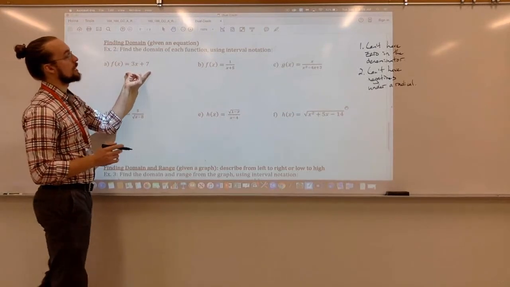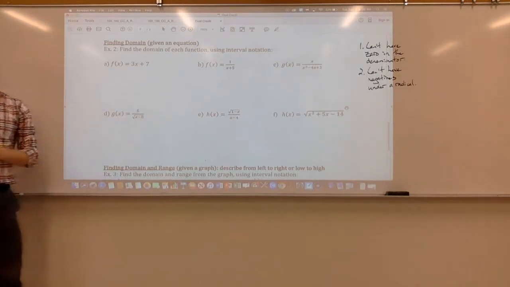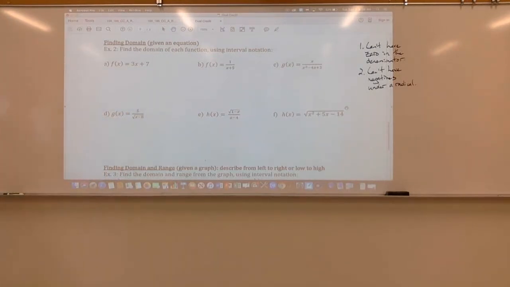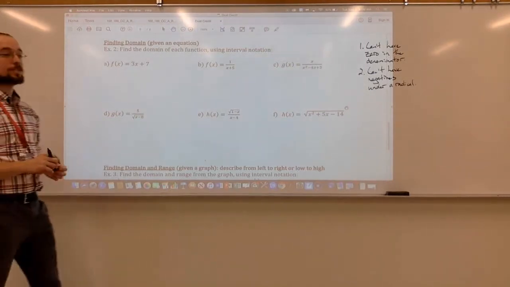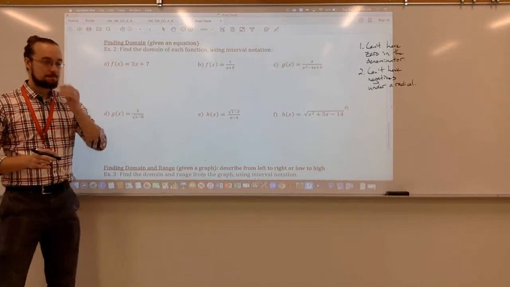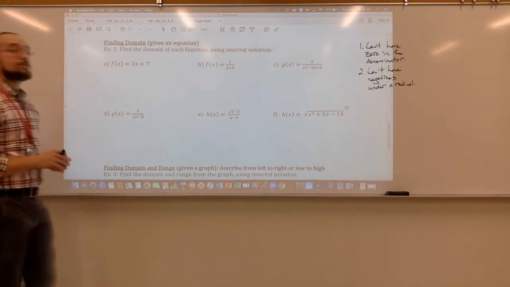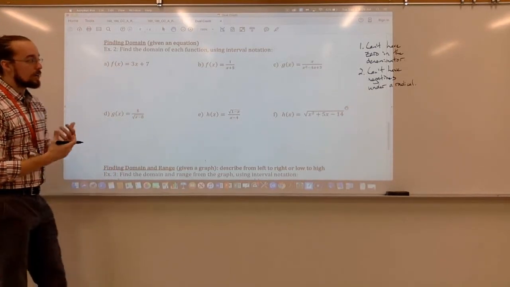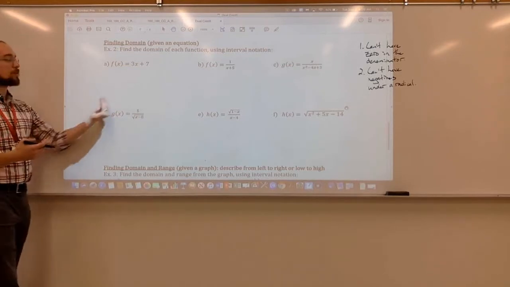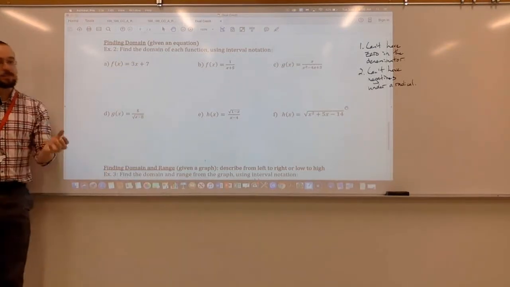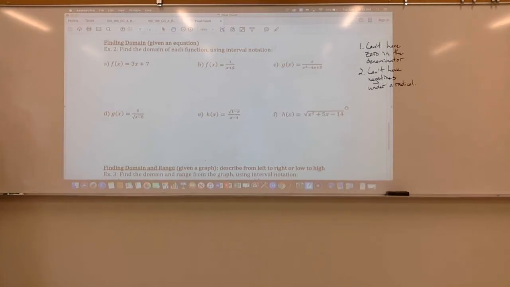So to write my domain using interval notation, what is interval notation? What does that mean? Do we remember what interval notation is? Yeah, so like writing where our domain starts and where it ends using brackets and parentheses and that kind of stuff.